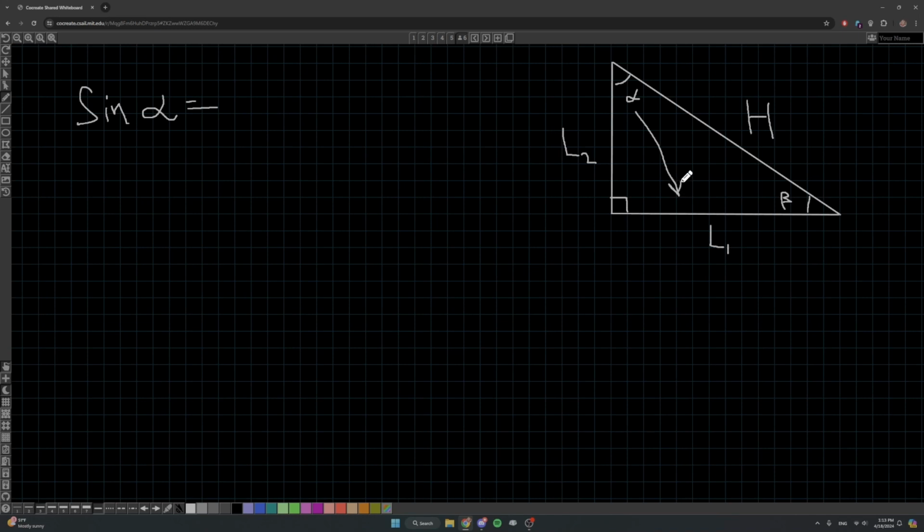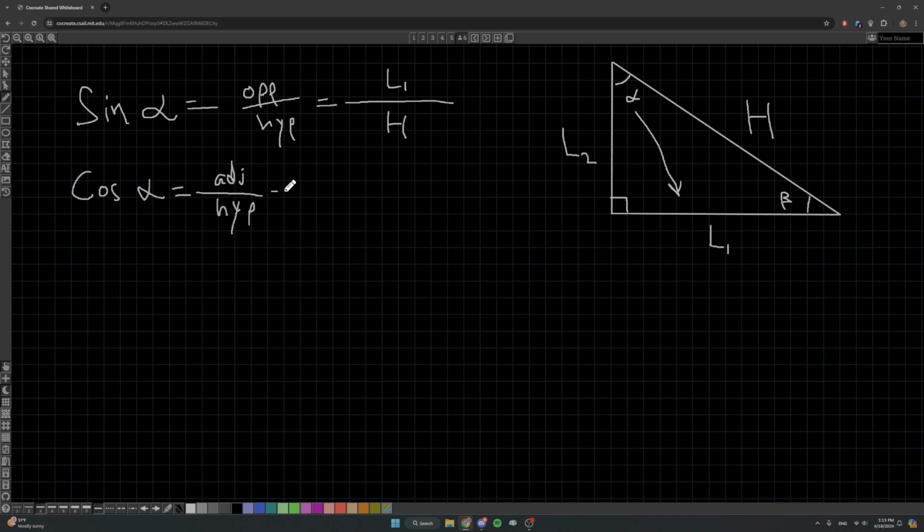you just draw the arrow out, and it's opposite over hypotenuse. So you draw the arrow out from alpha, and you pick your angle to do sine. You draw your arrow out. Whatever you point at is your opposite, and then you have your hypotenuse on the top. Cosine of alpha is going to be adjacent over hypotenuse. So you ignore your opposite, you ignore your hypotenuse, and you pick your L2. That's going to go on the top, L2 over hypotenuse.